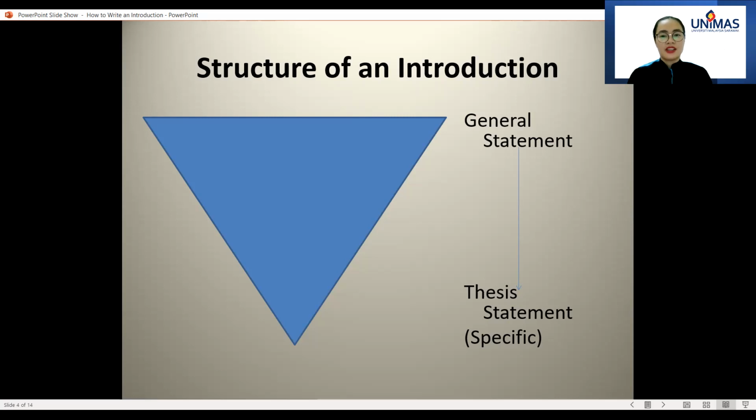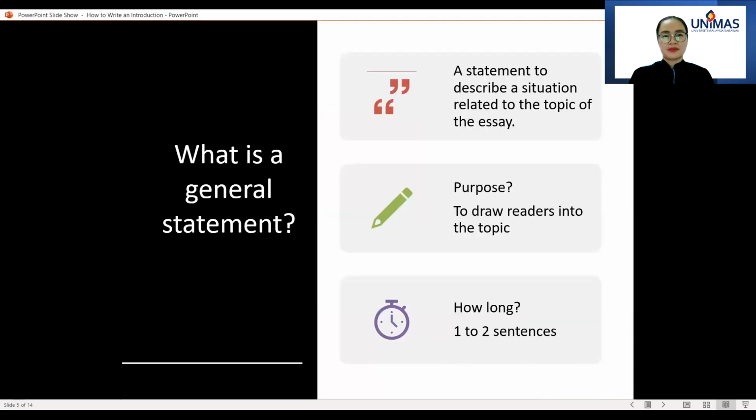Let's focus on the general statement. Okay, what is a general statement? The general statement should be the first thing that you write in your introduction. A general statement describes the situation related to the topic or the essay. Why do we write a general statement? So that your reader feels drawn to reading your essay.